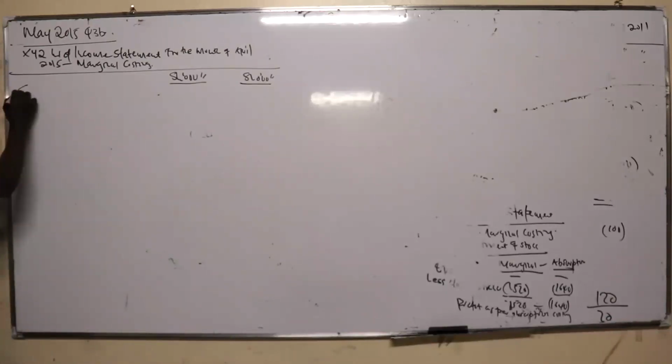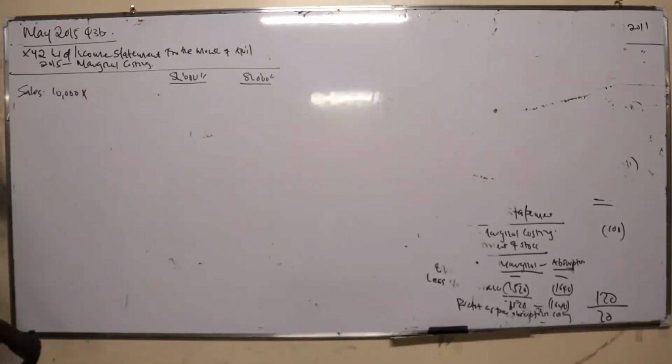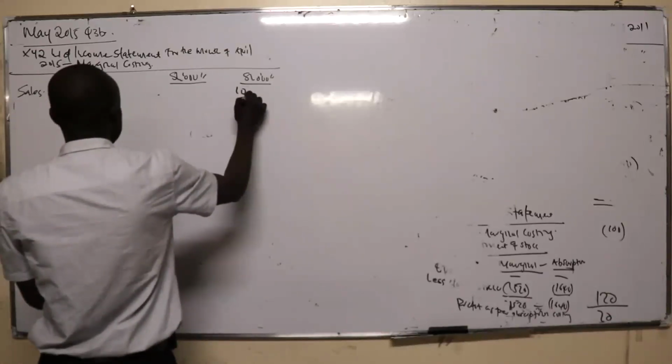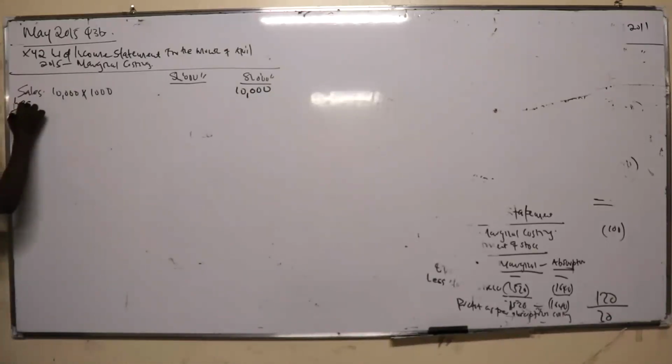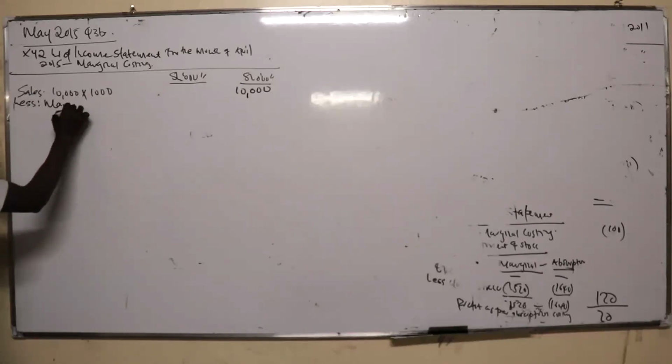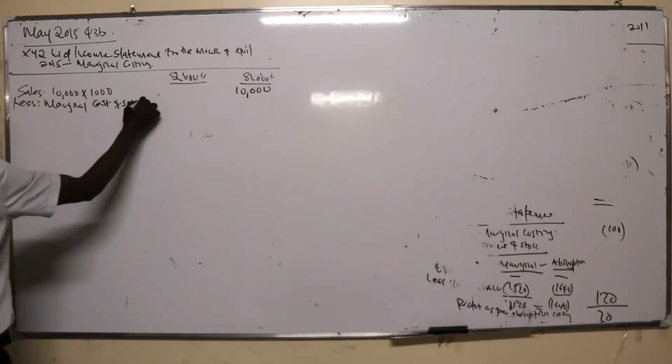So we have the sales. The sales figure is 10,000 units, and the selling price per unit is 1,000. So you multiply 10,000 times 1,000, and that will give you 10 million. So here we have 10,000 in thousands. And then you less marginal cost of sales.